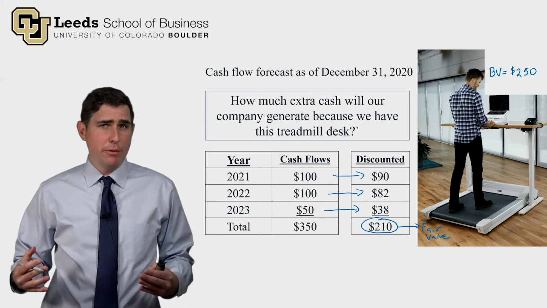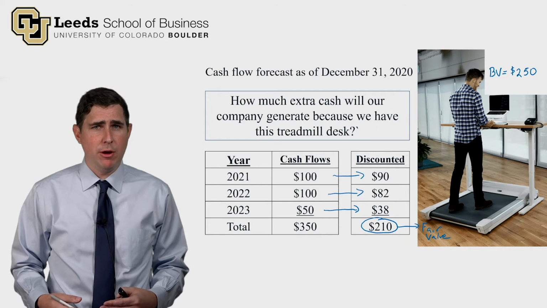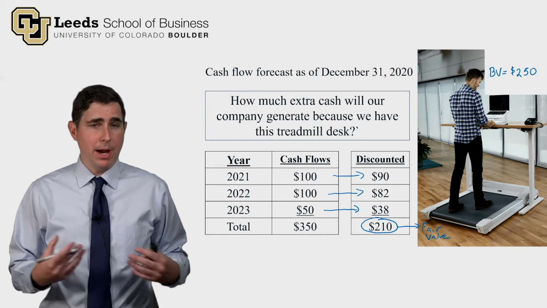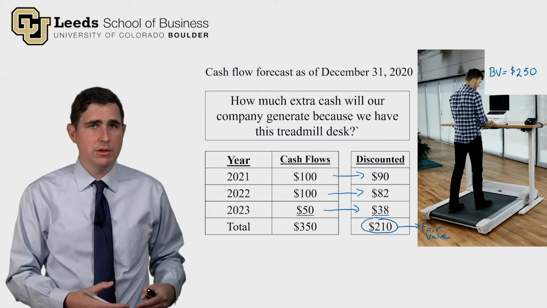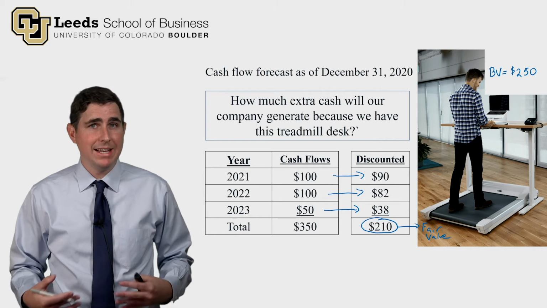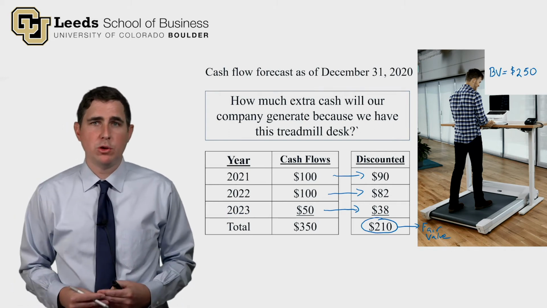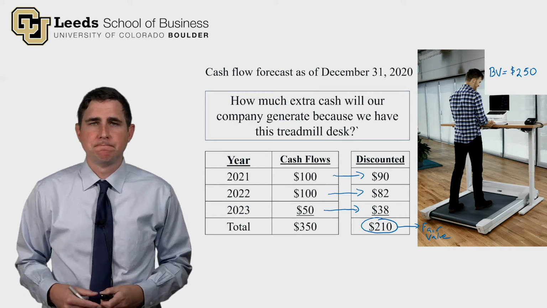If we were to sell this treadmill desk, $210 is what we would expect to get for it. Because whoever's buying it is expected to, well, I think if I'm buying the treadmill desk, I'll get $100 next year, $100 the year after, $50 the year after. What's that worth to me today in today's dollars? Well, I'll discount those cash flows and come up with $210. So $210 is the fair value.